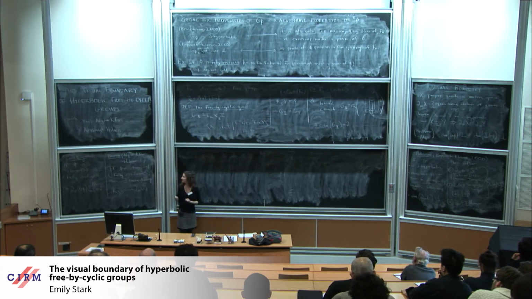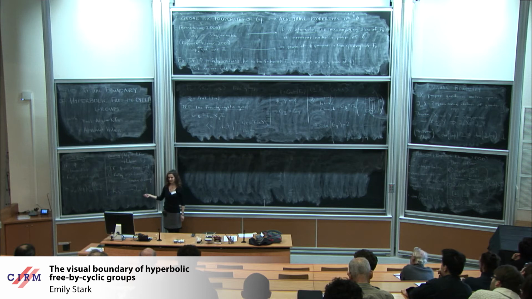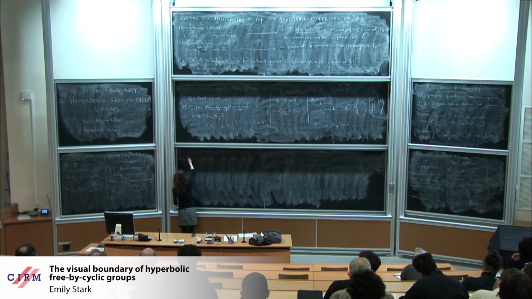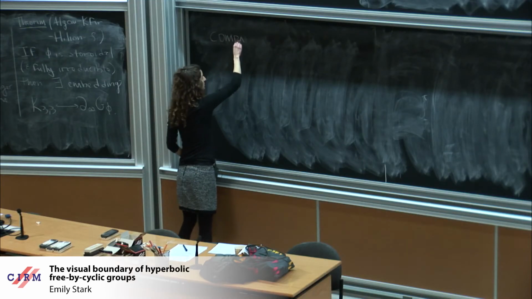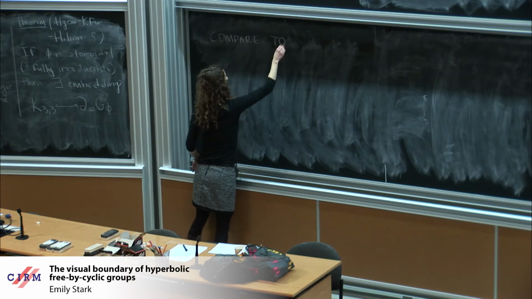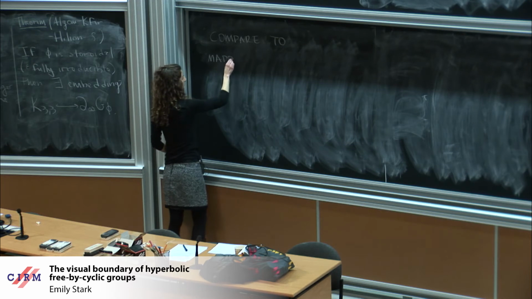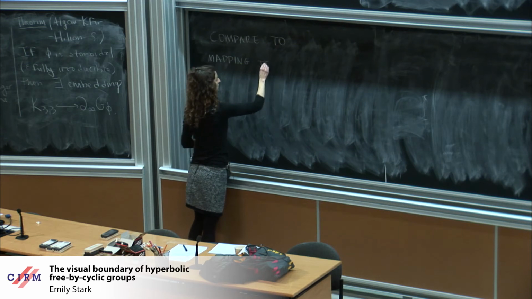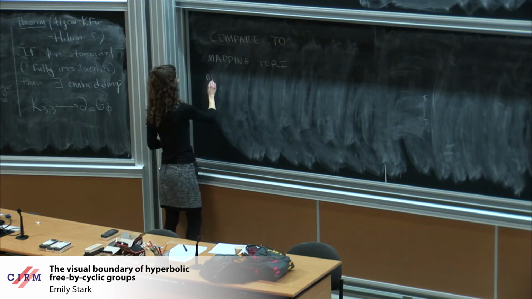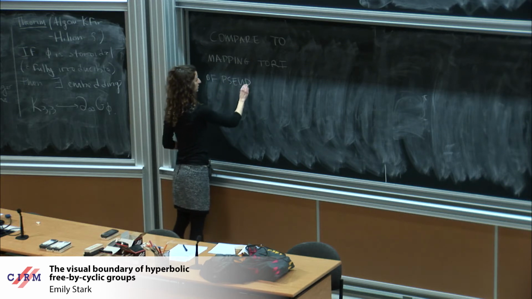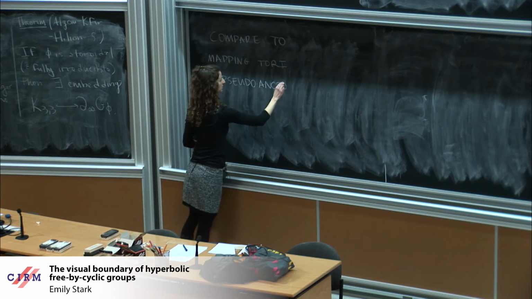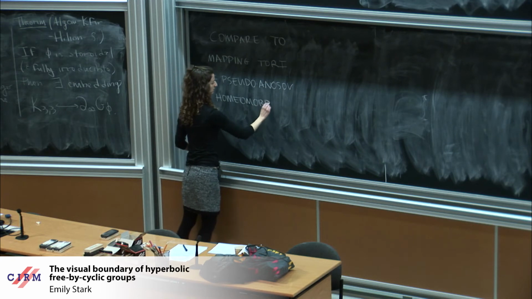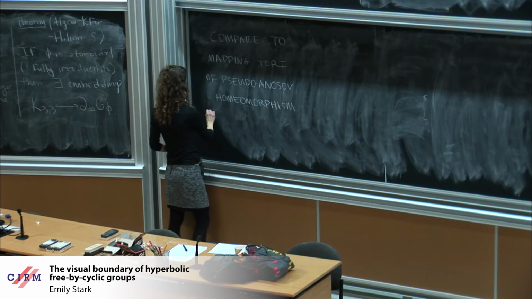Okay. So before I explain what goes into the proof of this theorem, I want to compare the boundaries of these free-by-cyclic groups to the boundaries of related three-manifold groups. So I want to compare the boundaries of free-by-cyclic groups to the boundaries of a fundamental group of a mapping torus of a pseudo-Anosov homeomorphism of a surface.